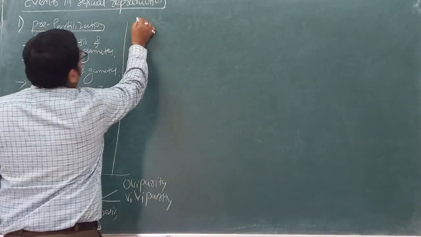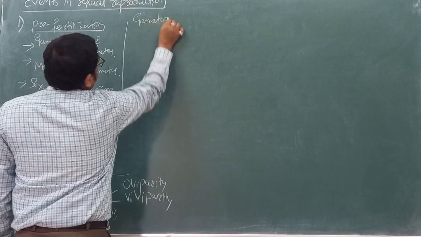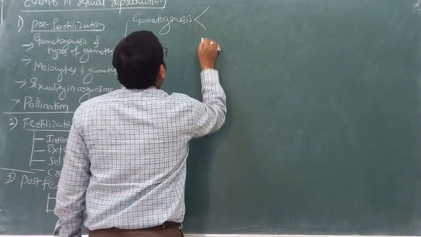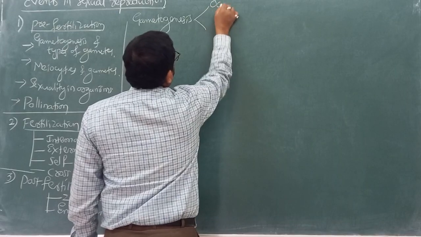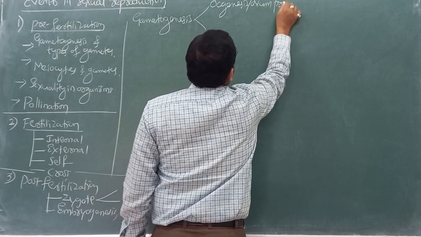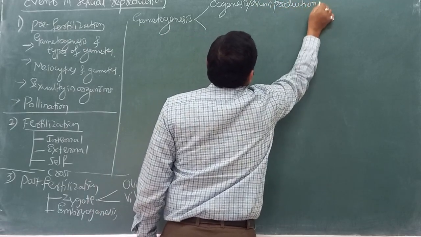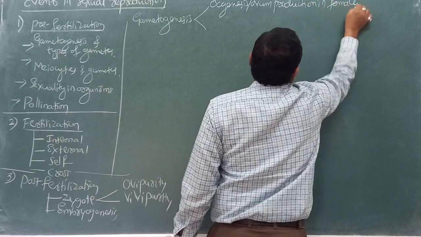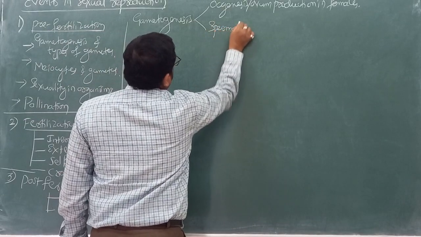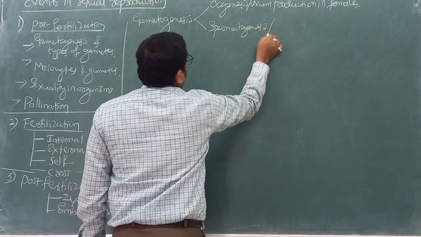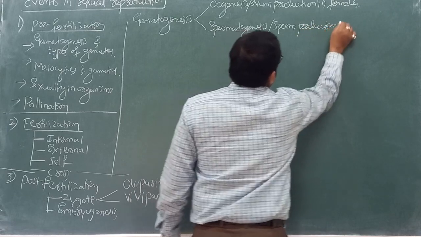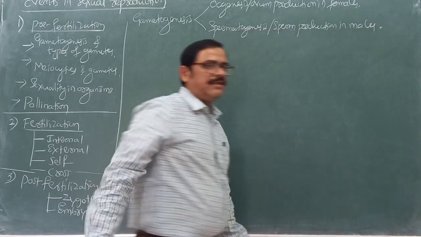Gametogenesis is the mechanism of gamete formation, and it is of two types. Oogenesis is ovum production in females, and the production of sperms in males we call spermatogenesis.